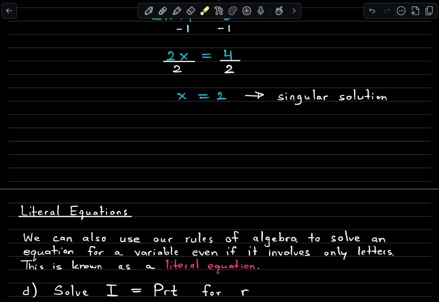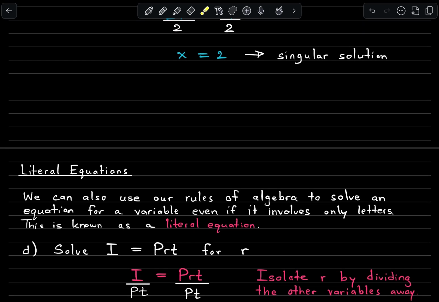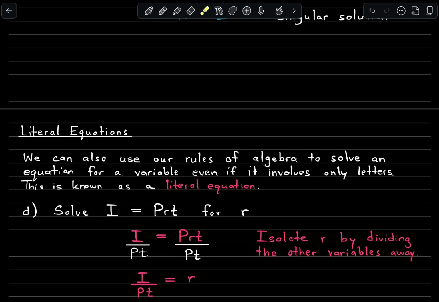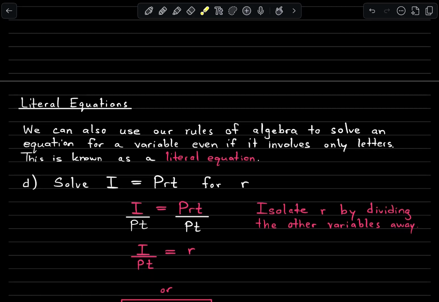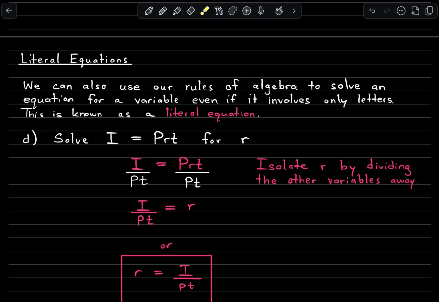Okay, so we can go ahead, we can apply our rules of algebra, but we're not going to get a numerical solution. There's no numbers to be found in this literal equation, right? And that's perfectly fine. So our first step, let's try to isolate R by dividing the other variables away, which are P and T. We want to get rid of this P and this T, which are being multiplied by R, so we divide them from both sides. And you'll just simply be left with I over PT is equal to R. Or you could rearrange it, R is equal to I over PT. Either one is an acceptable way to write this solution.